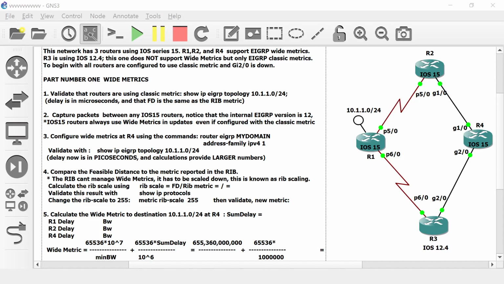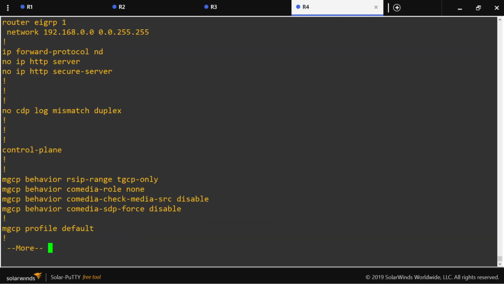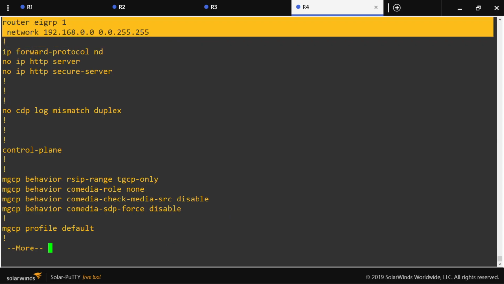So to begin with, all routers are configured to use classic metrics, and Gigabit 2.0 is down at Router 4. So let's go to part number 1 of this lab. Action item number 1: validate that routers are using classic metric using the command show ip eigrp topology. You must notice that the delay is given in microseconds and the feasible distance is the same as the RIB metric. So let's go to the routers, and first of all, notice that this is the classic metric configuration.